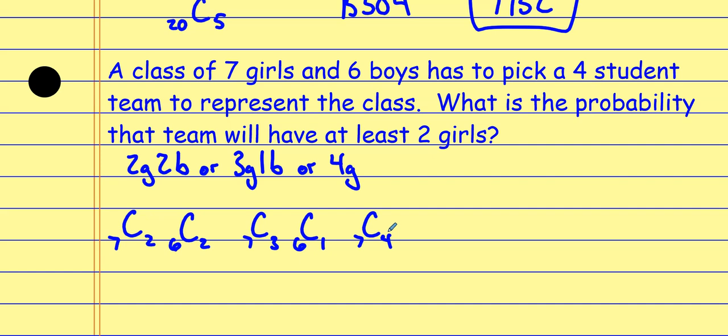I'm just using combinations to determine the number of ways I could get that situation. But now here's the "ands" and the "ors". There was an "and" here, so that's multiply. There was an "or" here, so that's add. "And" was multiply, "or" was add.